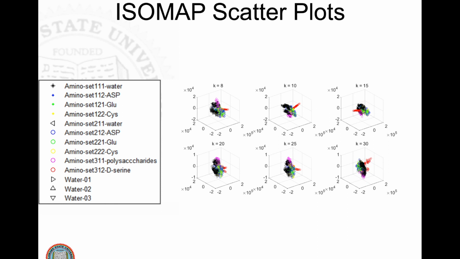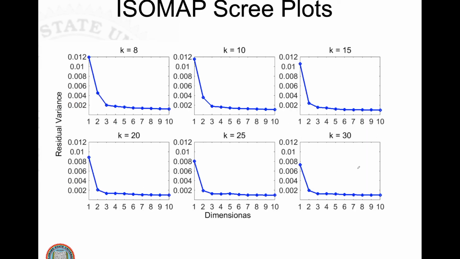You see the black is starting to pull away from the center, moving out to one side of this mass, and then you see all the others are starting to push their way outward. Okay, and so these are scatter plots for ISOMAP.